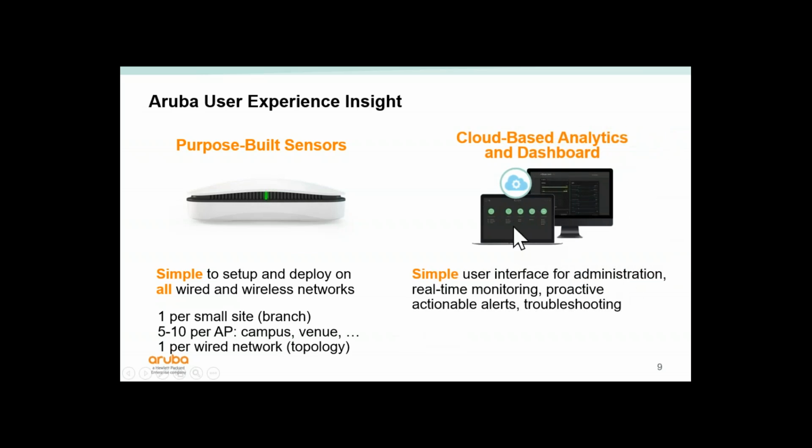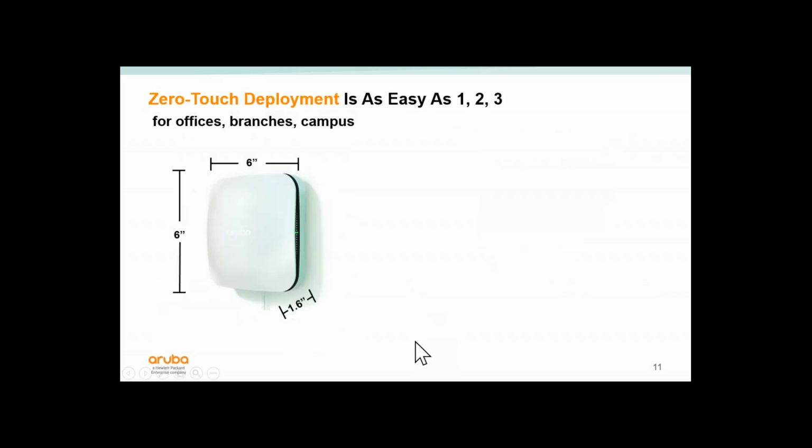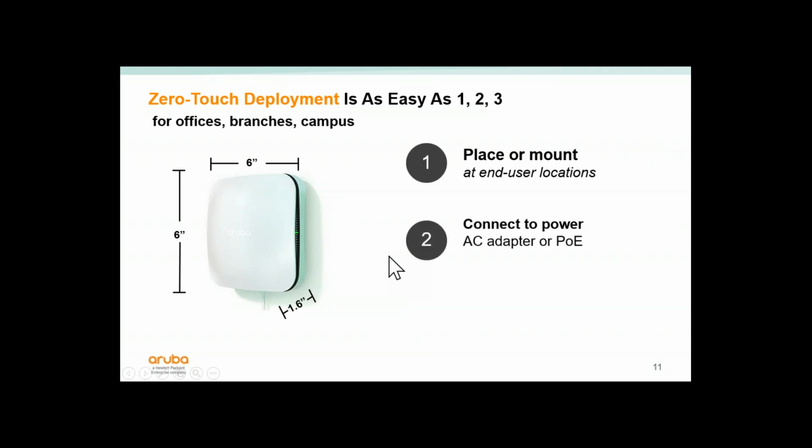And then your cloud-based analysis, again, this is the dashboard. I will show you that we had an additional icon that was taken out of the dashboard. It's kind of like you're driving a car. It's green or red. Red means no good or stop, and green means you're good to go. So zero touch, you can see how small it is, 6 by 6, not that deep. They are white. They do have the black rim around them and a green light in the front if it's working properly. You could place or mount it any way you want, connect power or PoE switch.